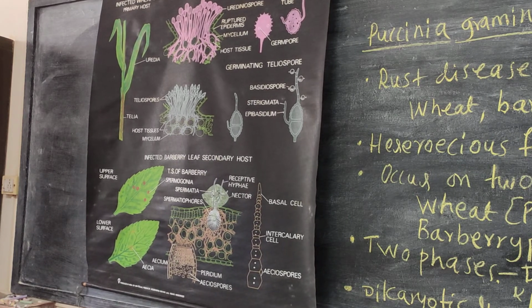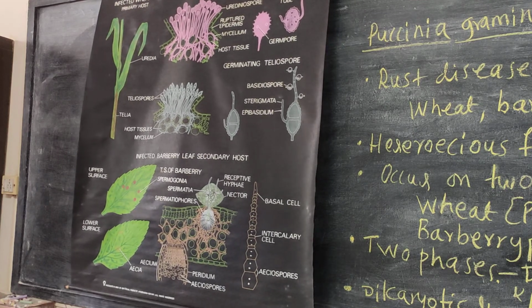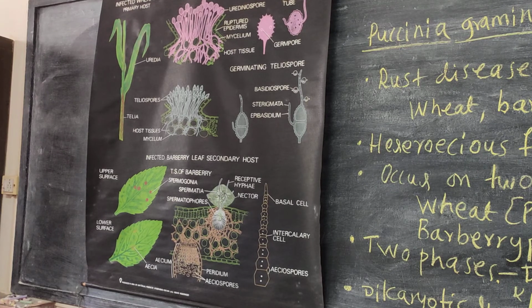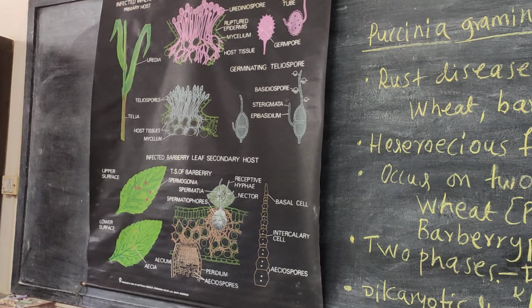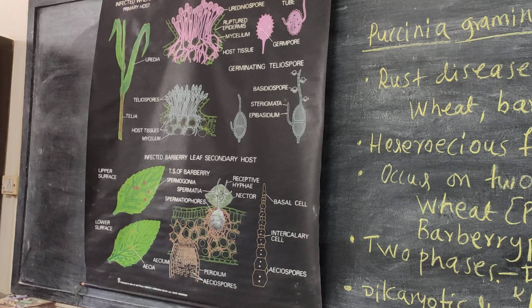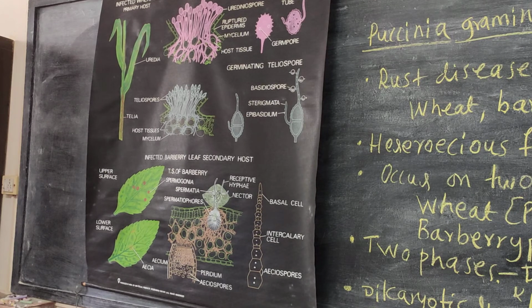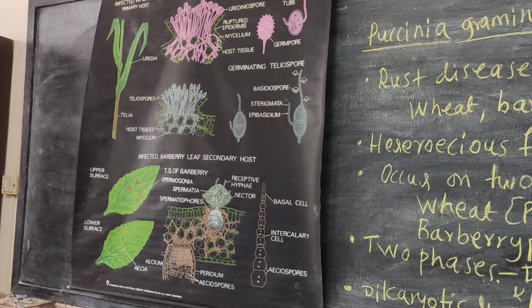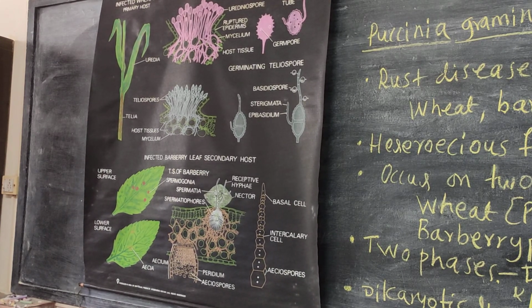The germ tube grows on the surface of the leaf and reaches the stoma. On reaching the stoma, the germ tube swells at its tip into an elongated vesicle called the appressorium. Now it is cut off by means of a cross wall at the basal region.